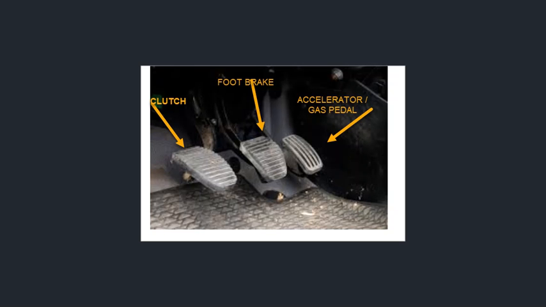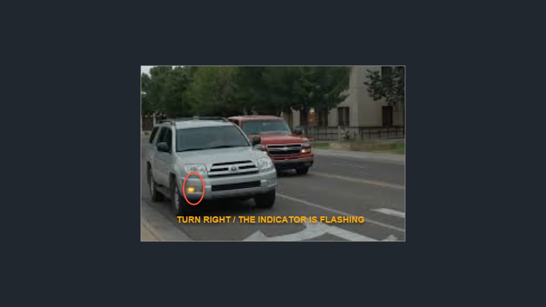The next picture is the light that you have that shows that you want to turn right or left. Here you can see the indicator. The indicator is flashing. The car is going to turn right.